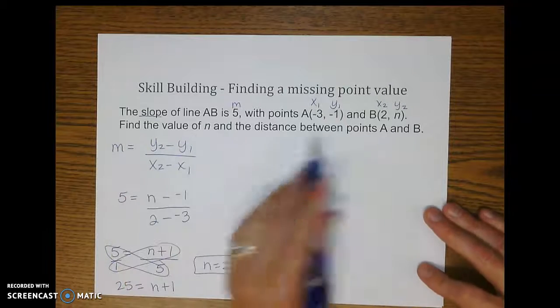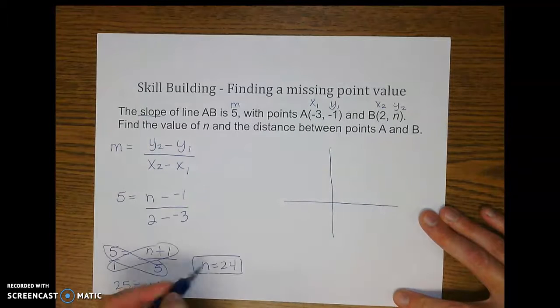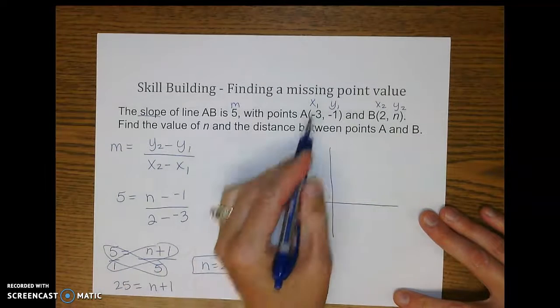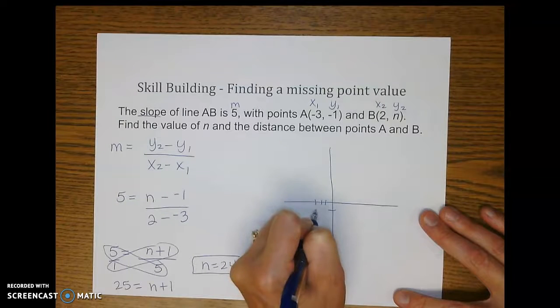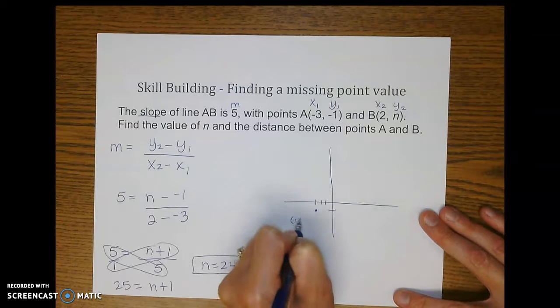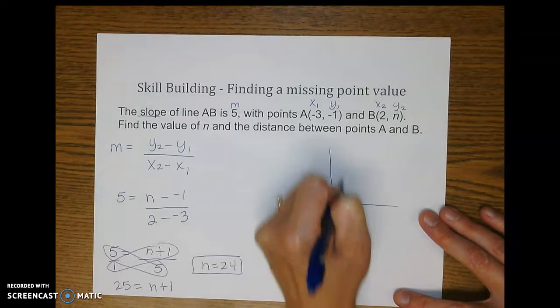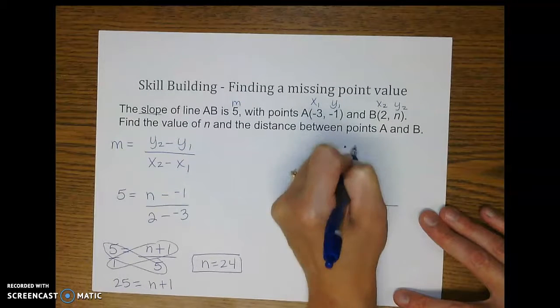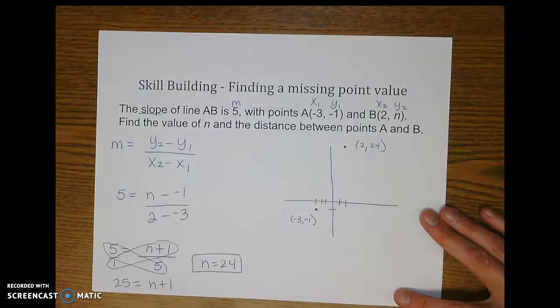The next thing we need to do is find the distance between the 2 points. Now this may get a little challenging with the 24, so let's see how we go here. -3, -1, so that one's right here. And then 2, 24. So I'm going to go ahead and label the 2, and then I'm just going to throw that up there, 2, 24. So I'm saying that this up here is 24.